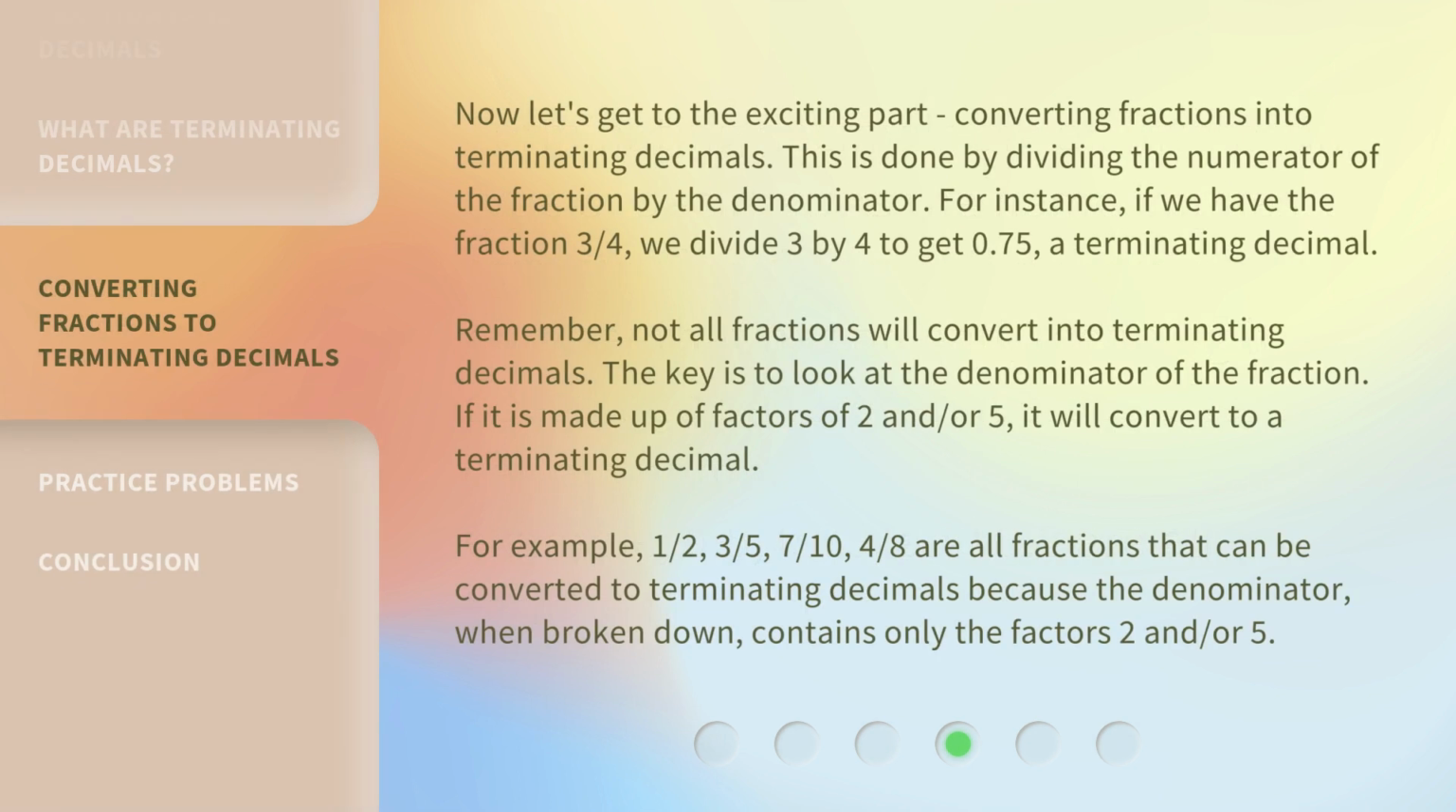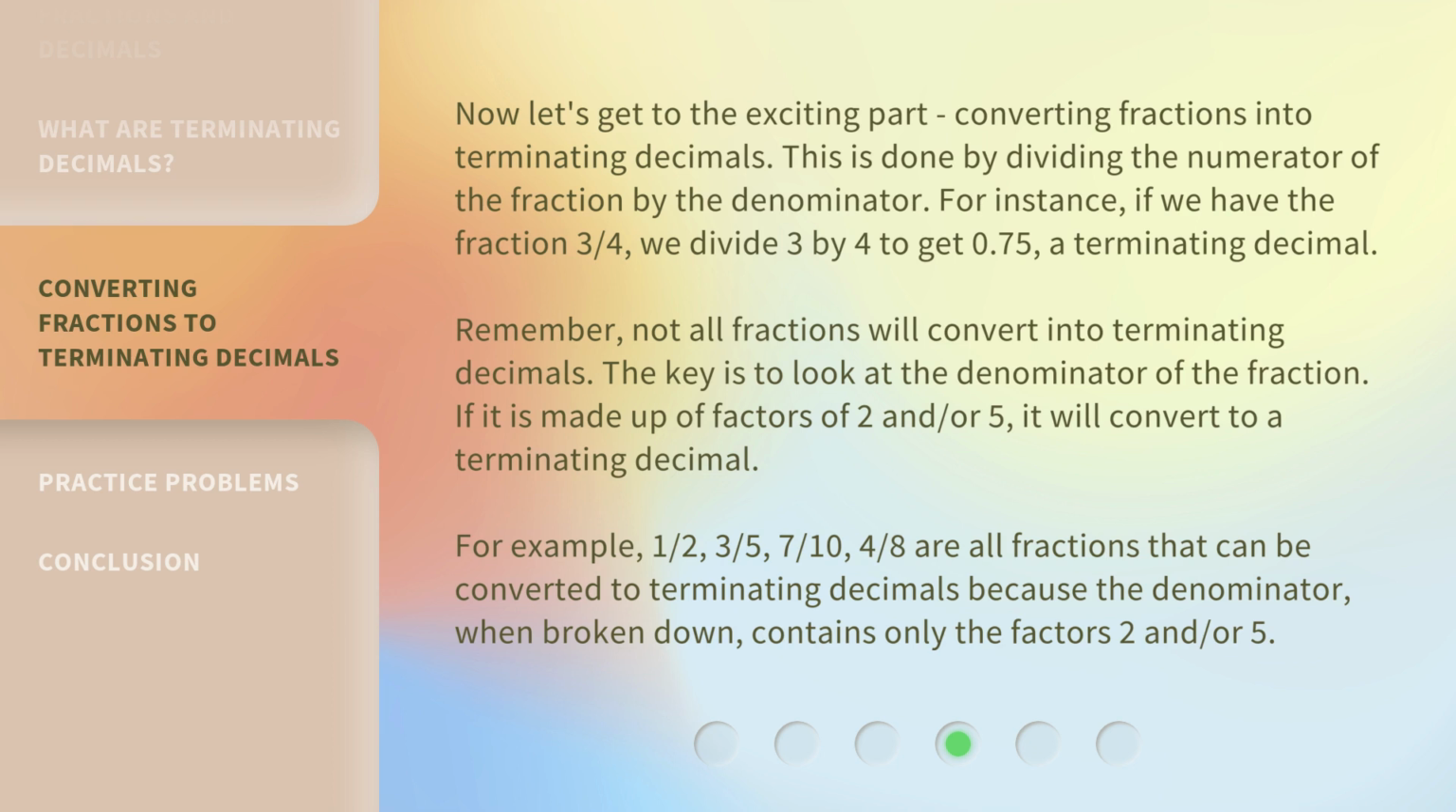Now let's get to the exciting part: converting fractions into terminating decimals. This is done by dividing the numerator of the fraction by the denominator. For instance, if we have the fraction 3/4, we divide 3 by 4 to get 0.75, a terminating decimal.